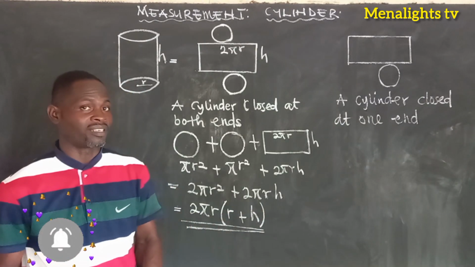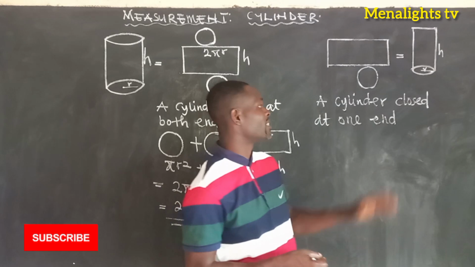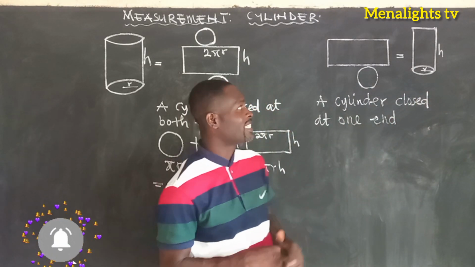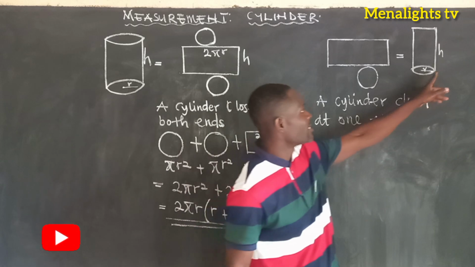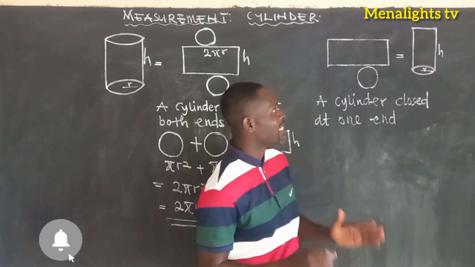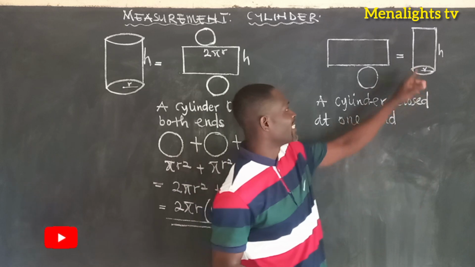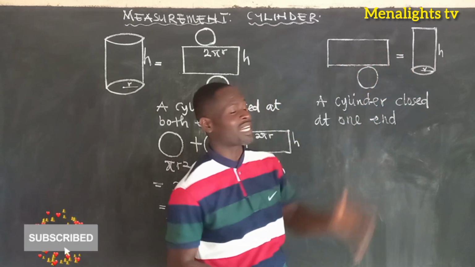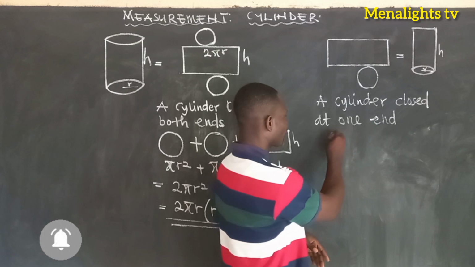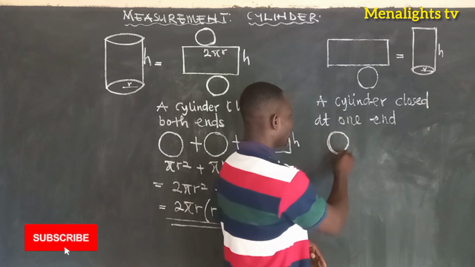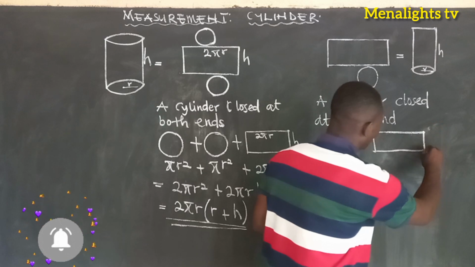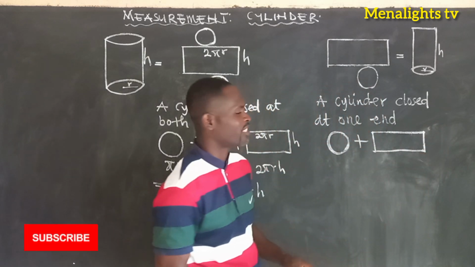Now to the second type of cylinder, which is a cylinder closed at one end. So the cylinder is closed at one end. When you look at it, we have a circular base here and then the height. If the cylinder is closed at one end, this is the net of a cylinder closed at one end. Looking at this, we have a circular base there plus the rectangular shape.